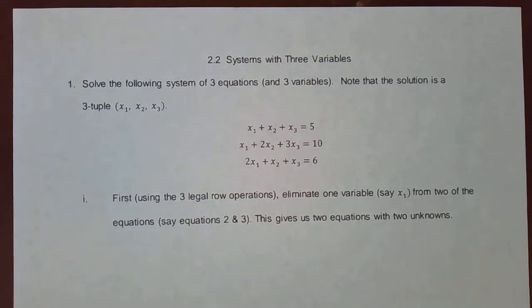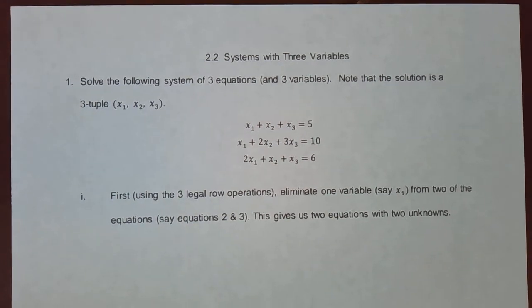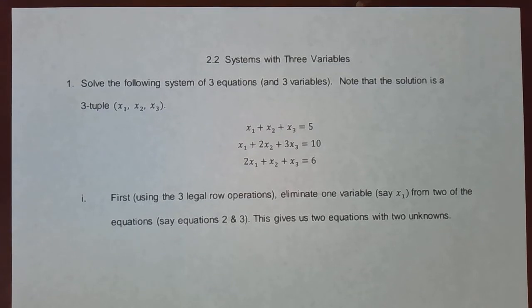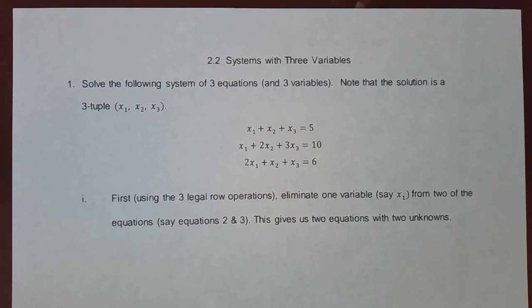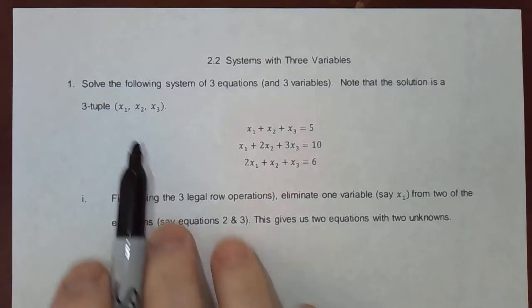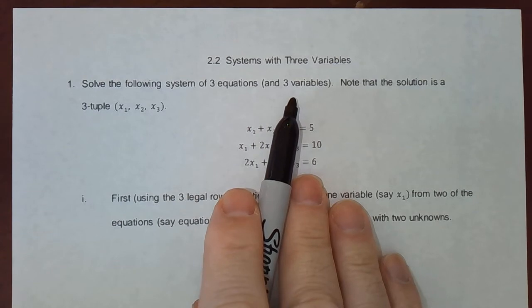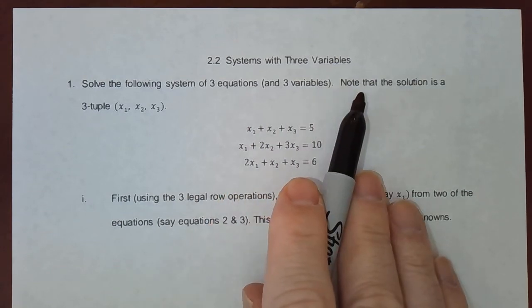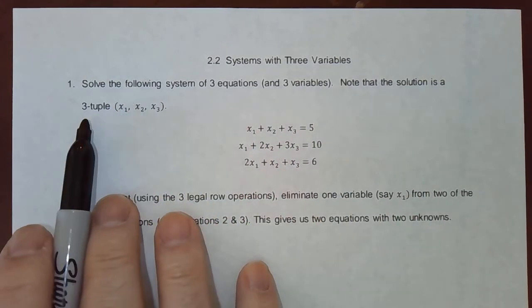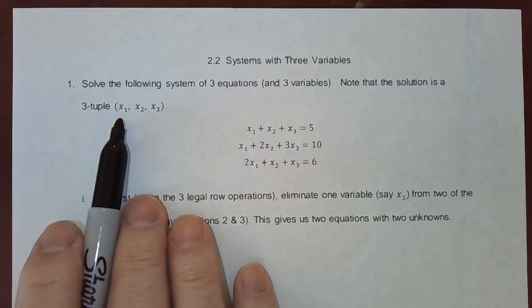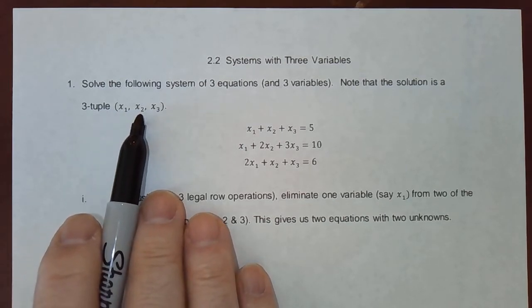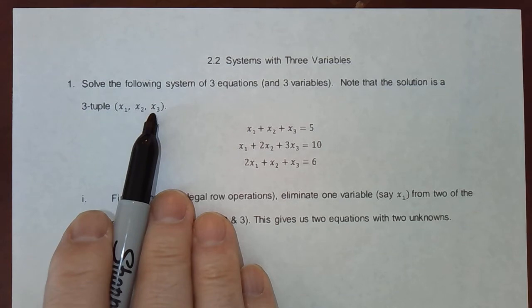In this section, we're going to look at systems of equations that have three variables instead of two as in the previous section. So, we're going to solve a system of three equations that have three variables. And as a reminder, the solution should look like a three-tuple. In other words, x1 will be a number, x2 will be a number, and x3 will be a number.